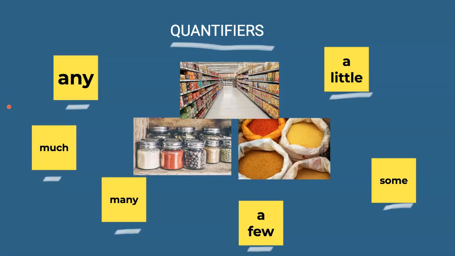So today I decided to share with you the topic that we discussed today in my class, which is about quantifiers. A quantifier is what we use when our noun is in plural form, and it is used to determine the quantity of a thing or a noun. Some examples of quantifiers are any, much, many, a few, some, and a little.